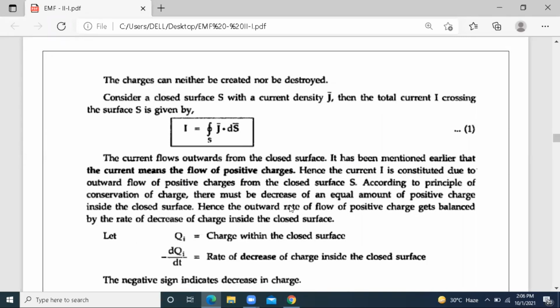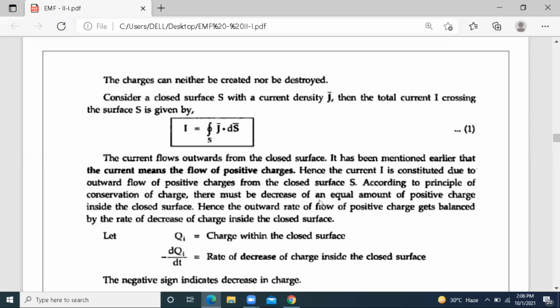Can I repeat that, sir? You have to follow it. The current flows outwards from the closed surface. It has been mentioned earlier that the current means the flow of positive charges. Hence, the current I is constituted due to the outward flow of positive charges from the closed surface, S.